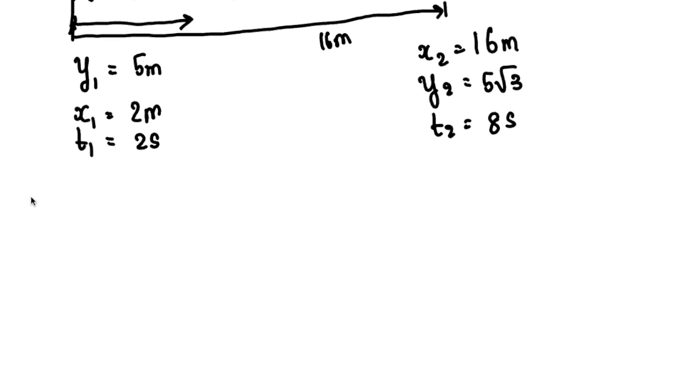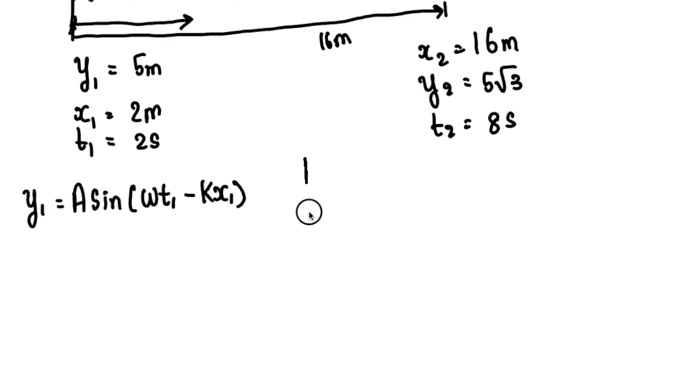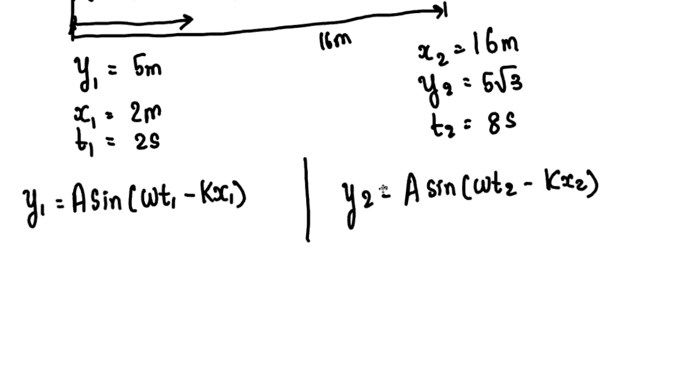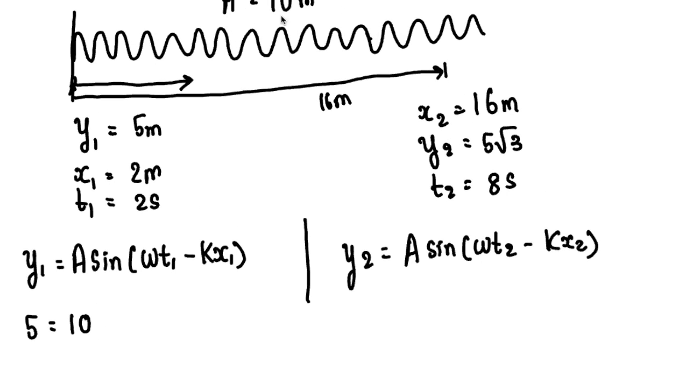Now we are having the equation of a wave, that is y1 equals a sine(omega t1 minus k x1). For any wave, omega and k are constants. Here y2 equals a sine(omega t2 minus k x2). My y1 is 5 meter, and the amplitude is 10 meter, which is constant for both the waves. Here we have noted it down.